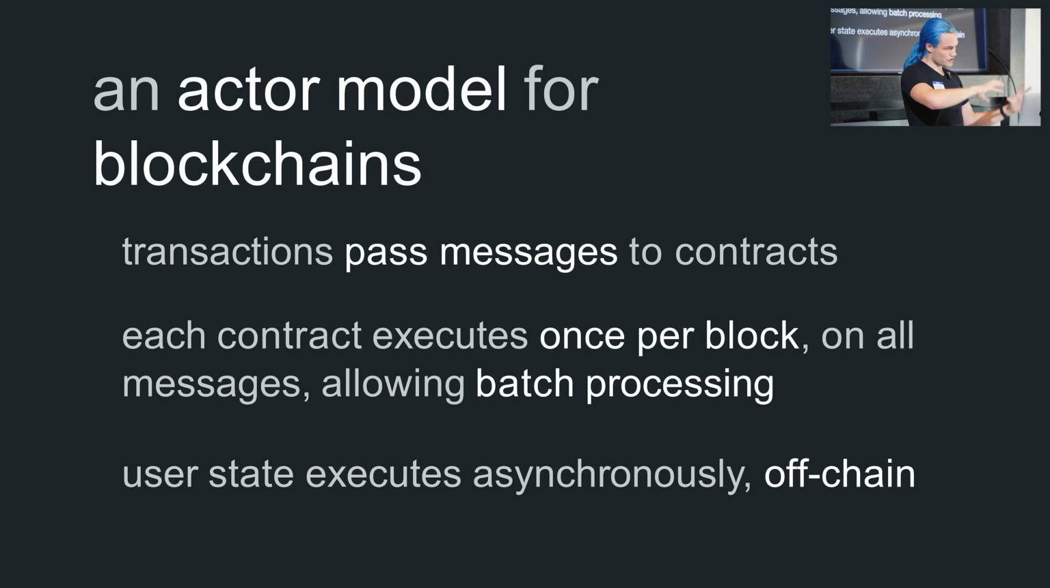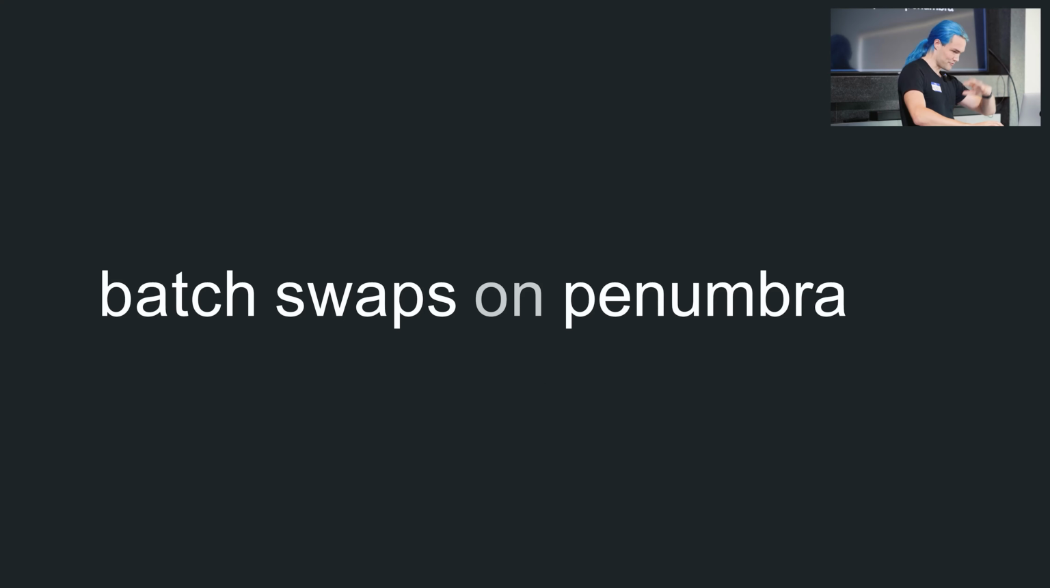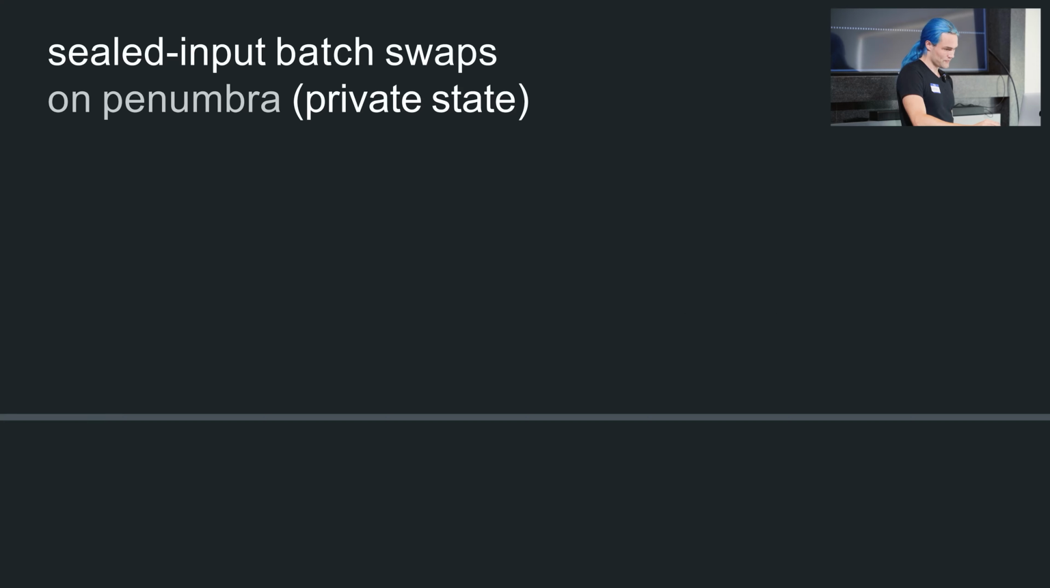And the per user state is going to execute asynchronously off-chain. As a side effect, I claim that this mostly solves MEV, but we won't get into that. Let's see how this works as a concrete example. This is looking at the private state. Somebody's trying to submit some private contribution to some swap.